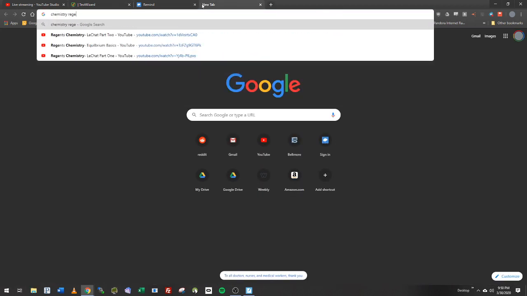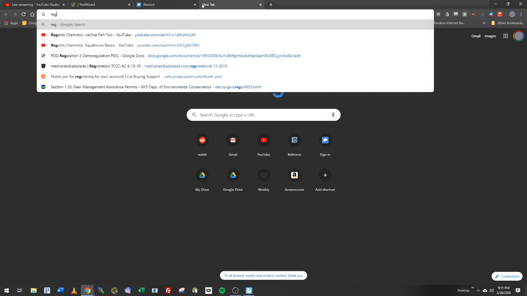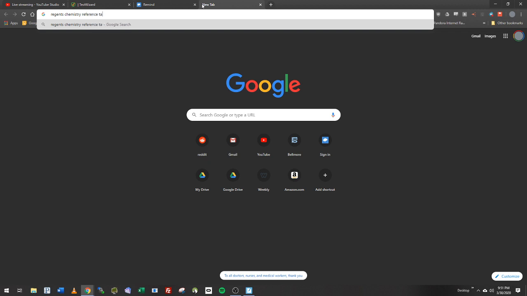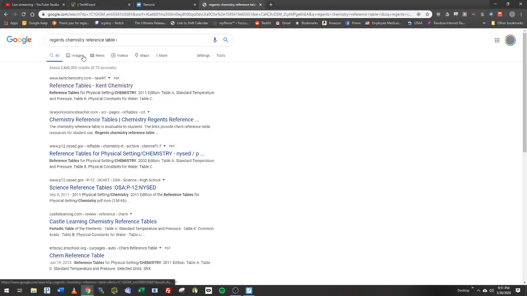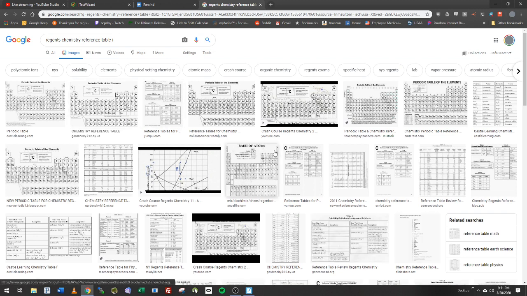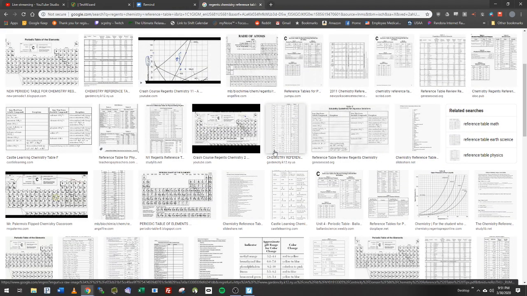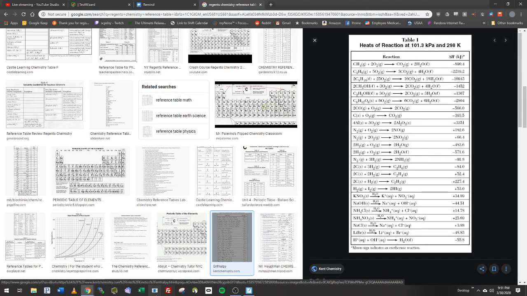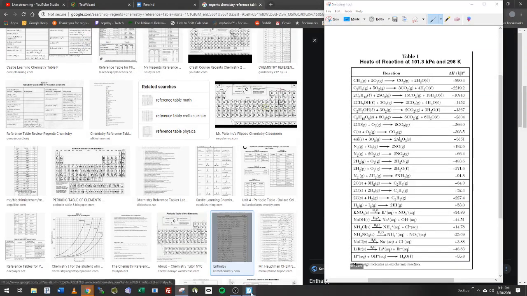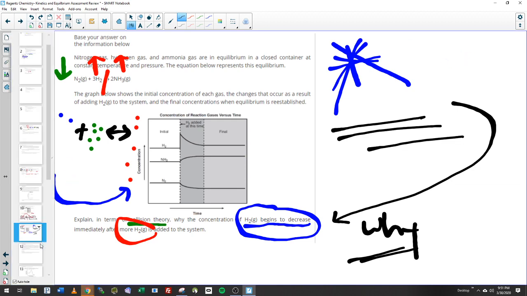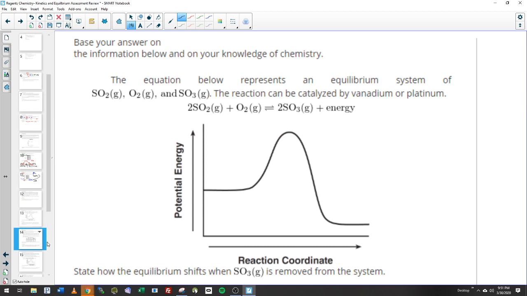Let's type in Regents chemistry reference table. And let's do table I. Let's get an image. Those are all table F. I want table I. I have to open up the whole reference table. There it is. Table I. And let's snip you in. Okay, and I think this is number 14. Yep.